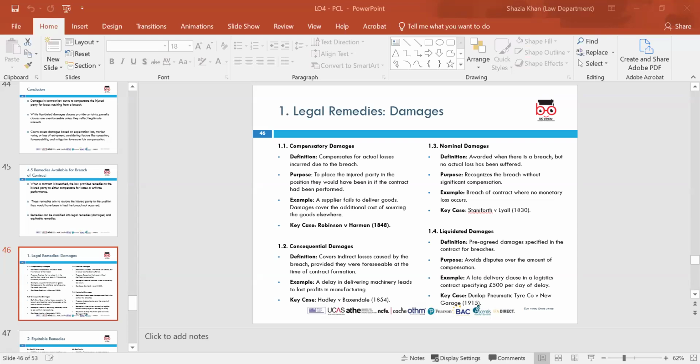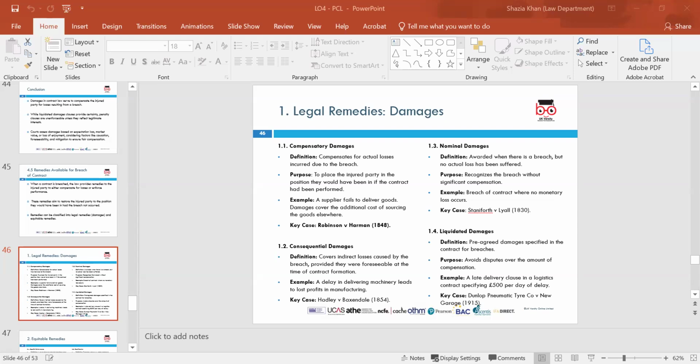Then we've got nominal damages, and these are a small amount of money that a court orders someone to pay to another person who has been harmed, but not seriously. They are awarded when a judge or jury finds in favour of one party, but concludes that no real harm was done.